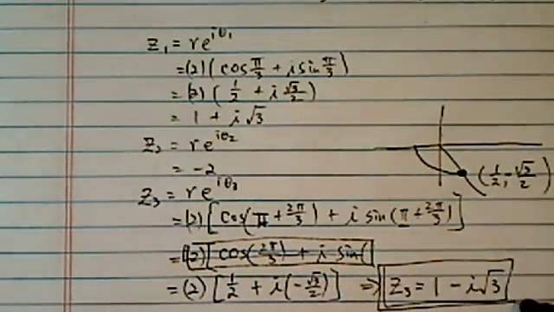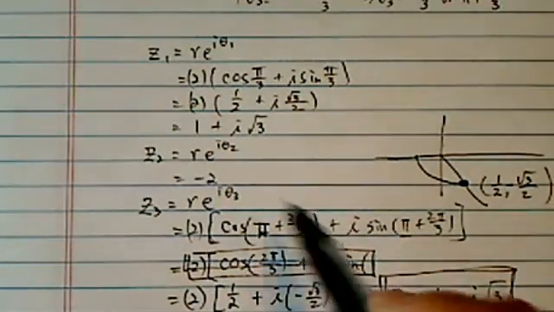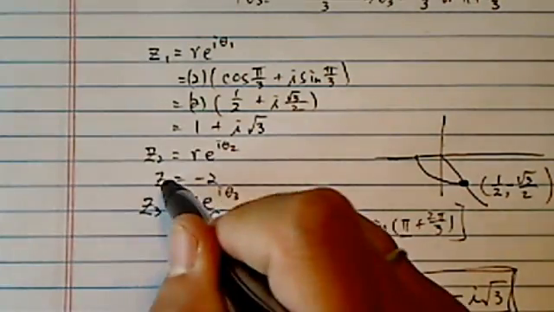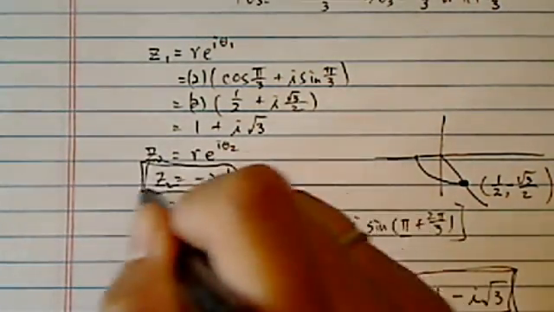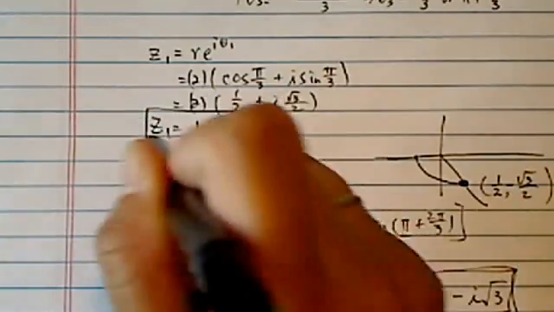So here are the roots. There's 1 here. There's z2 is equal to this one. And then z1 is equal to this one. So here are the 3 roots. That's how we handle this type of problem.